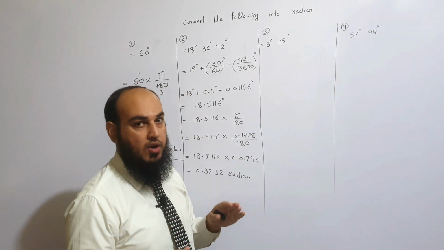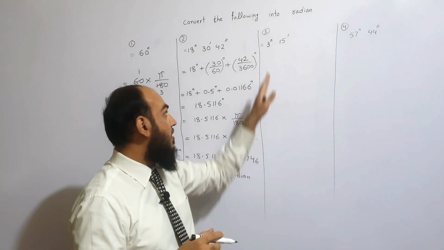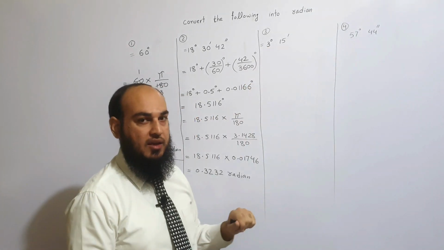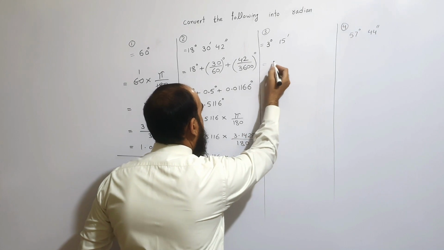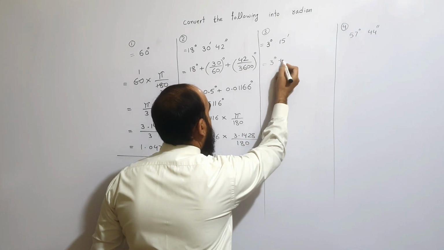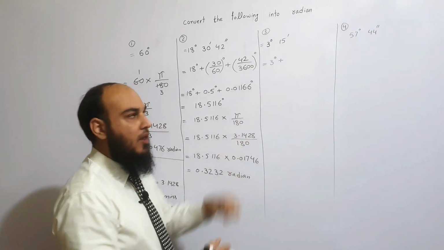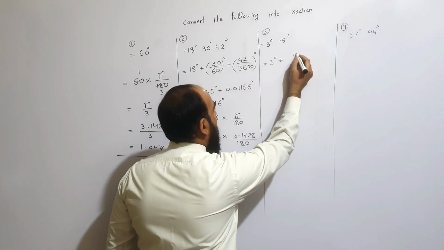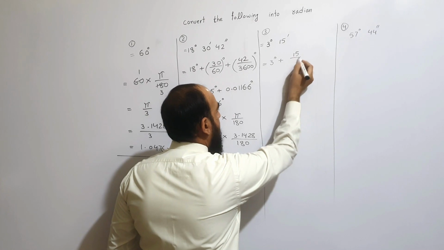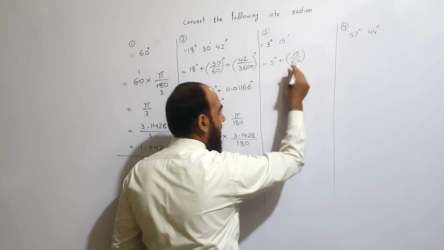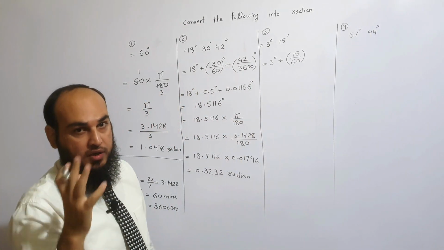Second is not given. Second is 0 seconds. 3 degree, 15 minute and 0 second. Okay, now convert it into radian. 3 degrees, put the plus sign between them. Okay, you know that 1 degree is equal to 60 minutes. That is why 15 is divided by 60 to convert it into degree.